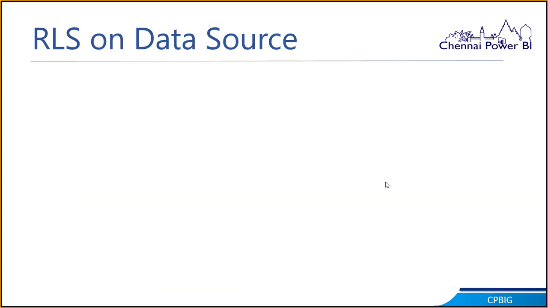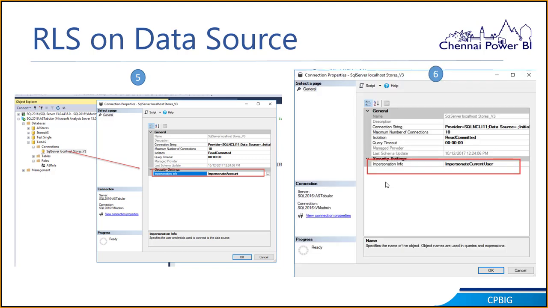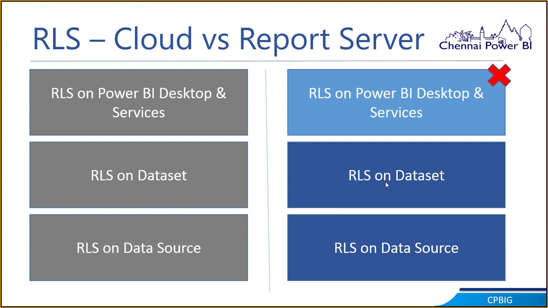Then step 5 is to connect to the Analysis Services tabular model that you have created. Go to the connection, and you would have the impersonation info set as impersonate account by default, which you need to change to impersonate current user account, as shown in the screen in the 6th point. So that's it. We are then good to go with the RLS on the data source.